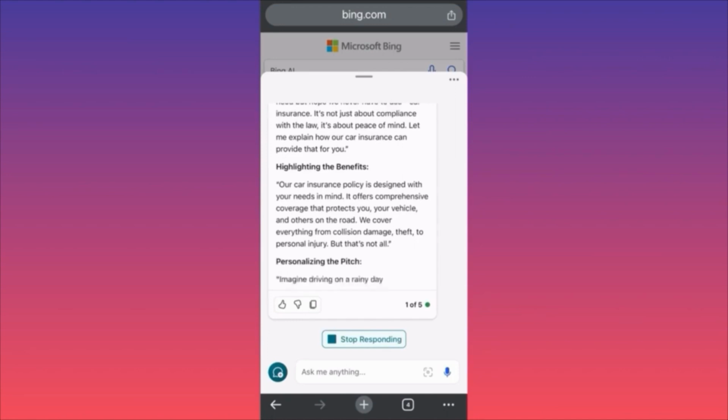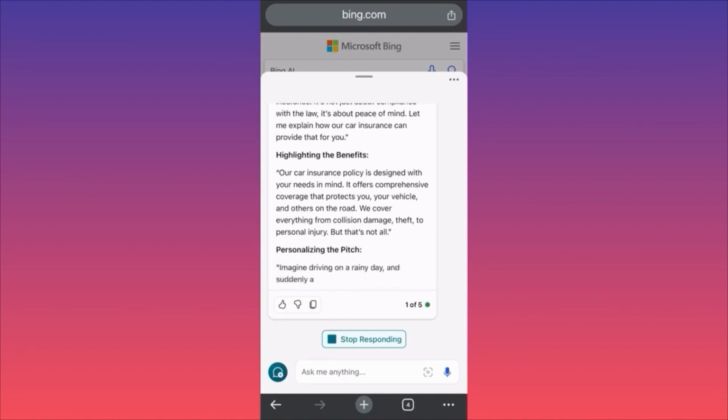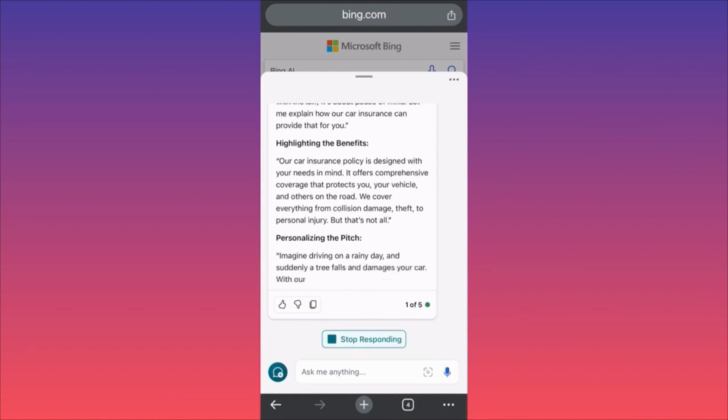Personalizing the pitch. You see, guys, it works very, very well if you really know how to ask, how to create the prompts. It's all about the prompts. I can probably create 1000 videos here only with different prompts in different businesses so you guys can actually see how it works.